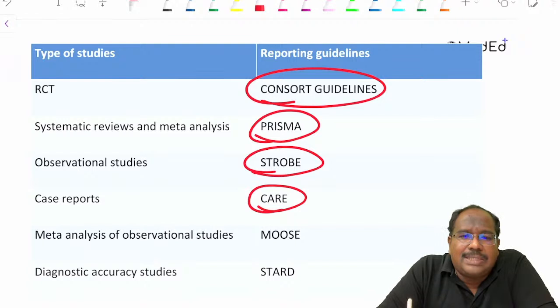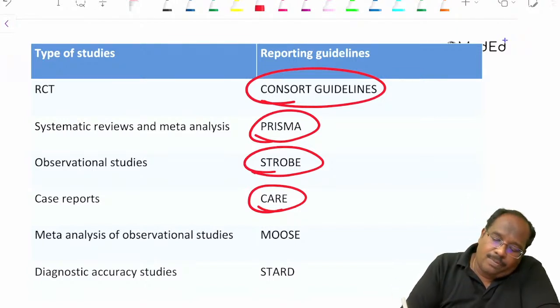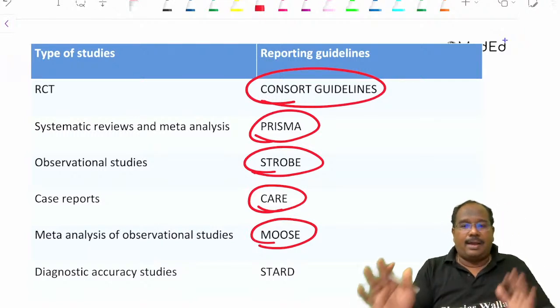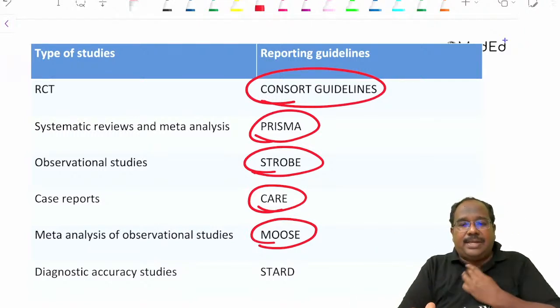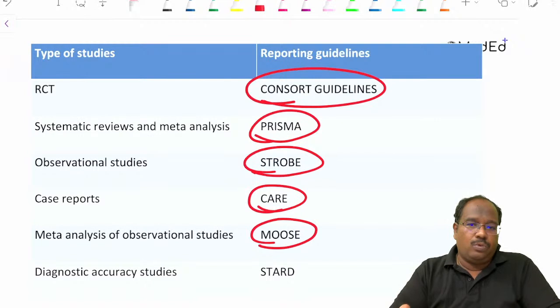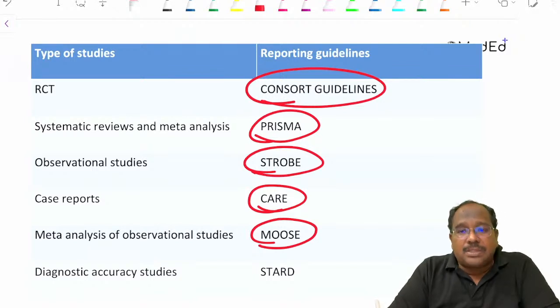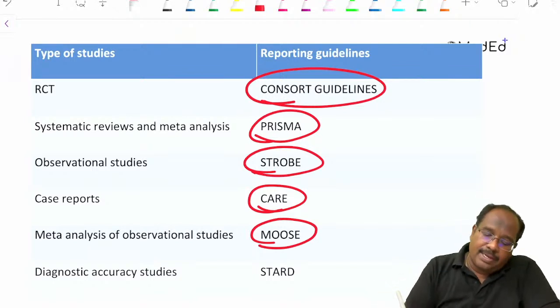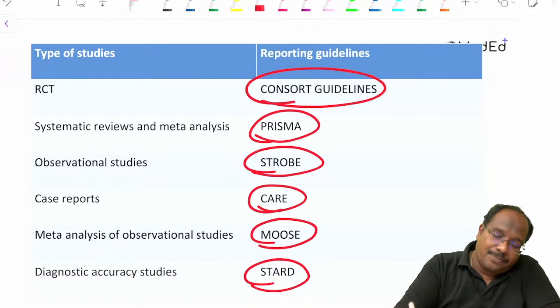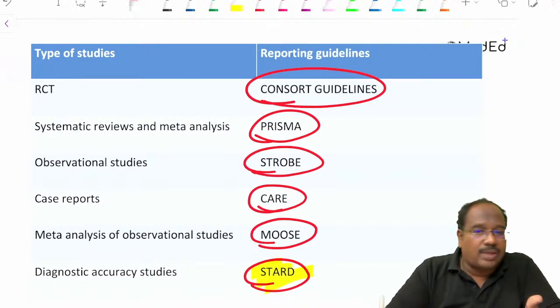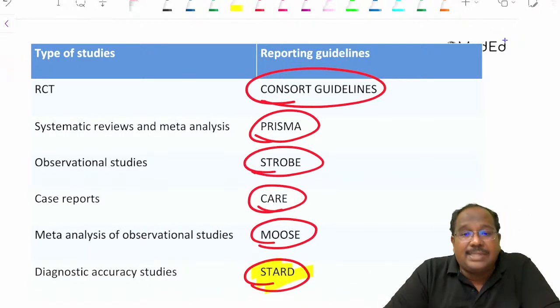So case reports are descriptive studies. Meta-analysis of observational studies, I can go for MOOSE guidelines. So I'm merging the observational studies, meta-analysis, I can go for MOOSE guidelines. Diagnostic accuracy studies, for example sensitivity, specificity, positive predictive value, then I can use STARD guidelines. Again, these are the various reporting guidelines I can use.